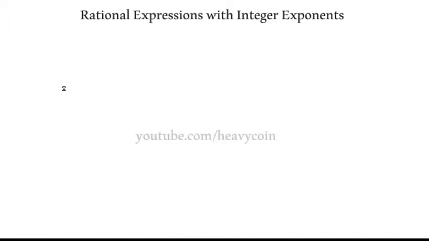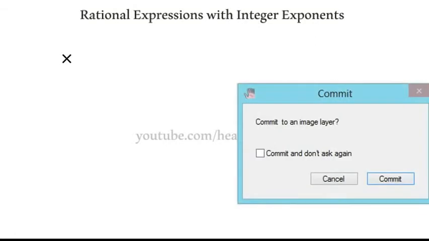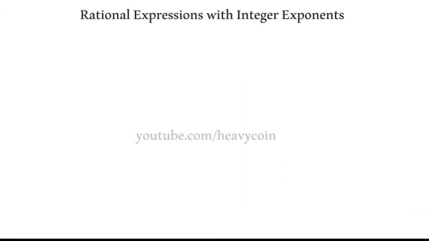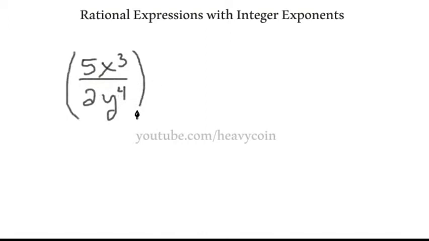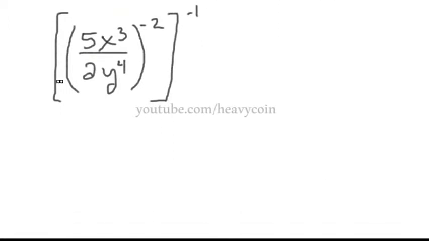There we go. Alright, this is probably going to be our last one. Let's see, 5x to the third over 2y to the fourth. So what you need to do is, once I write this, pause this video and try to figure this out yourself. We'll compare answers. Alright, so pause.